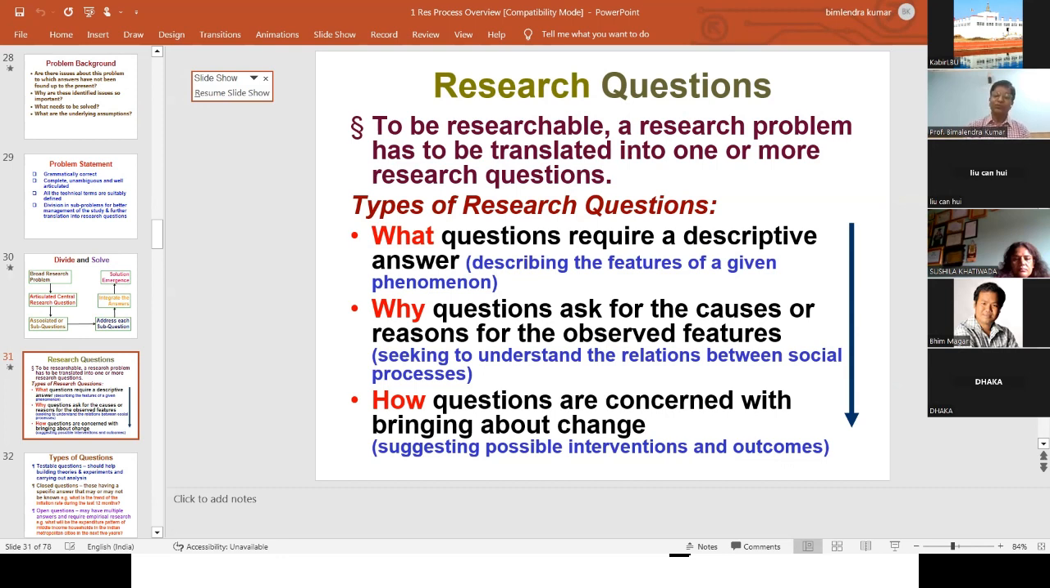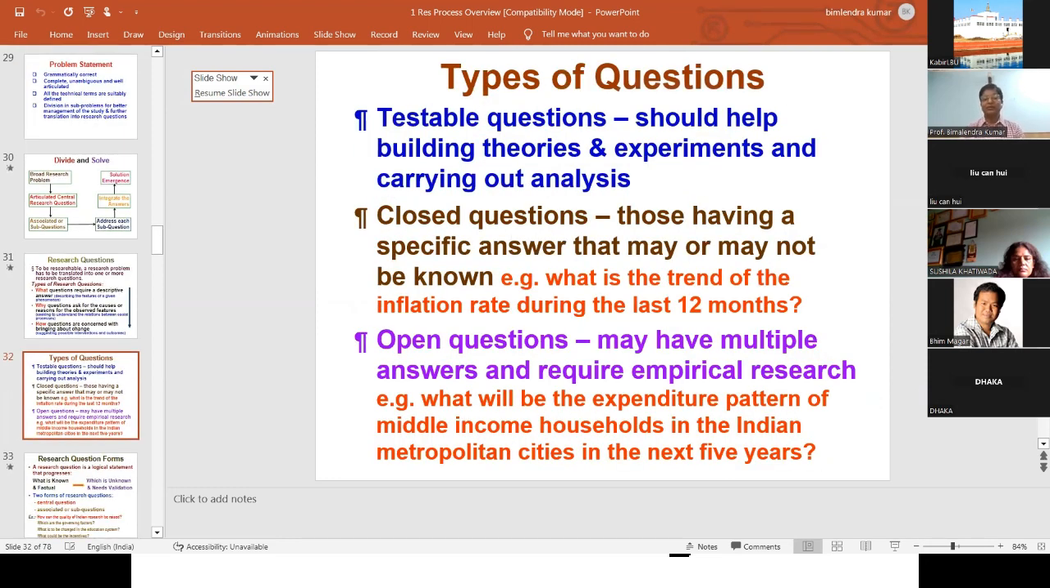Then the third, how questions are concerned with bringing about changes. The questions are how the changes can take place, and suggesting possible interventions and outcomes. Here, the present solutions of the problem arise in the mind, and that can be undertaken by research scholars. Now, what are the types of questions we are discussing, all related with our research problems? When you are going to make the research proposals, how are the questions framed? So what are the types of questions?